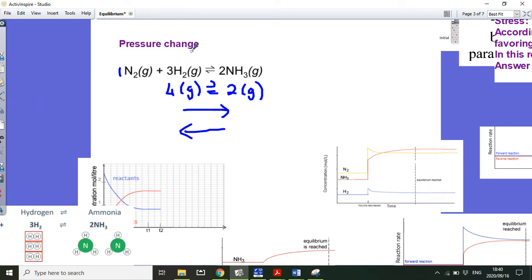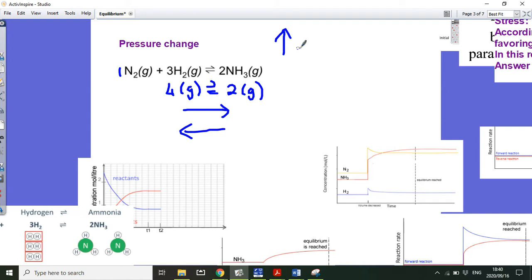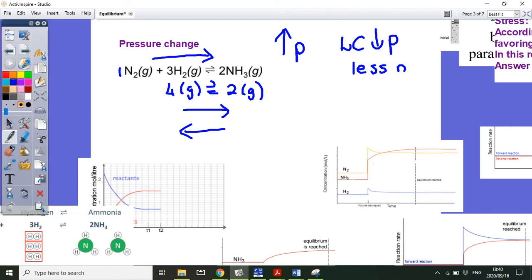So now how are we going to do these graphs? So let's just look at this one. If the volume was decreased, so the pressure was increased, you're going to still look at the steps. So an increase in pressure will favor the reaction, according to Le Chatelier, that will decrease the pressure. You're always going to say opposite, by forming less moles of particles. Now, if you look at this one, the forward reaction will give you less moles. So then after the second step, you go to your reaction and you say the forward reaction will be favored.